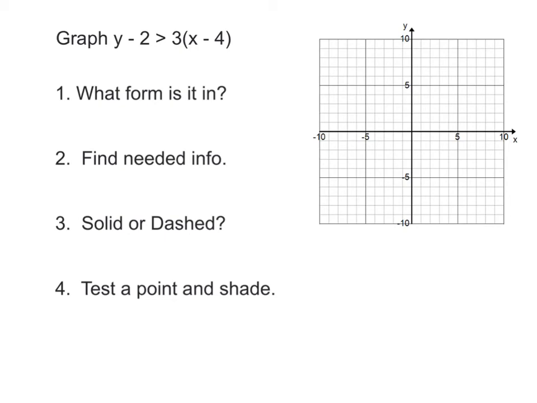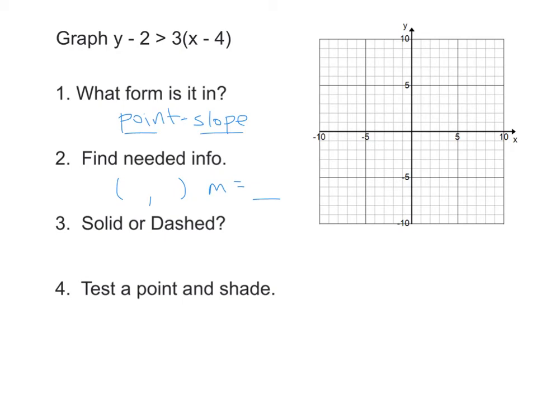Is it standard, point slope, or slope intercept? Well, that is point slope form. The ones with the parentheses are typically point slope form, and we need to start recognizing all of our different forms. If we have point slope form, remember, we need a point and we need the slope in order to graph it. That's why it's called point slope form.